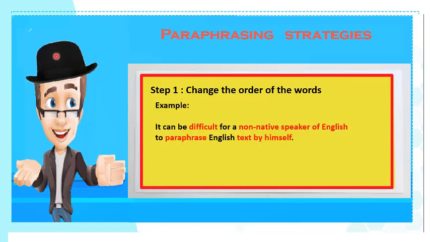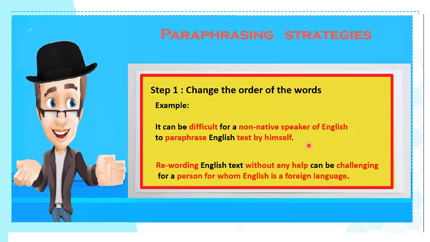Here's the sentence I already wrote to paraphrase the first example. It can be difficult for non-native speaker of English to paraphrase English text by himself. How would I change the order of this sentence to paraphrase it? Simply, I will use synonyms plus applying some changes to the structure of the source. Rewording English text without any help can be challenging for a person for whom English is a foreign language. So here I didn't only use synonyms, but even I changed the order of the words.